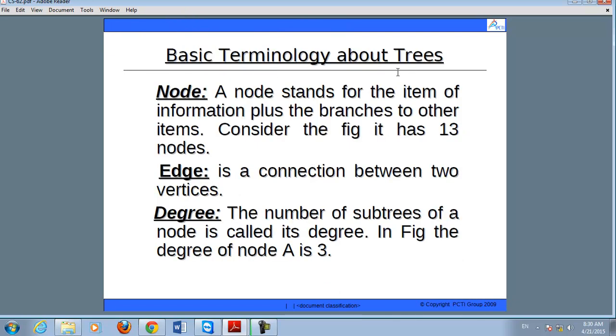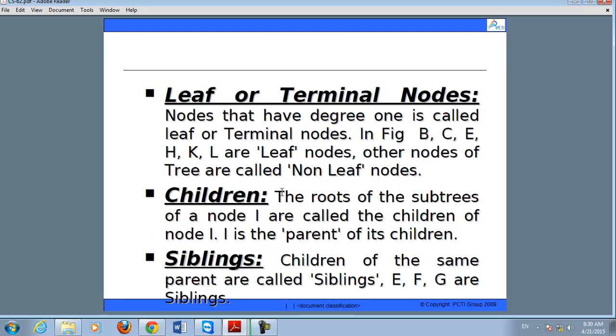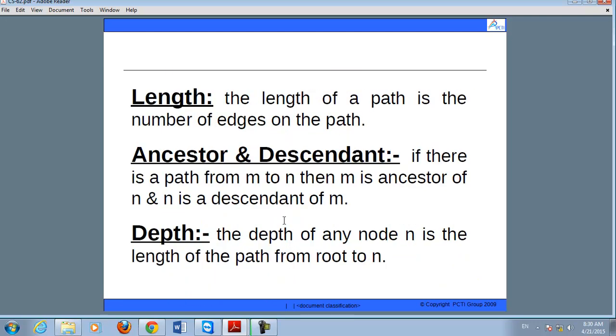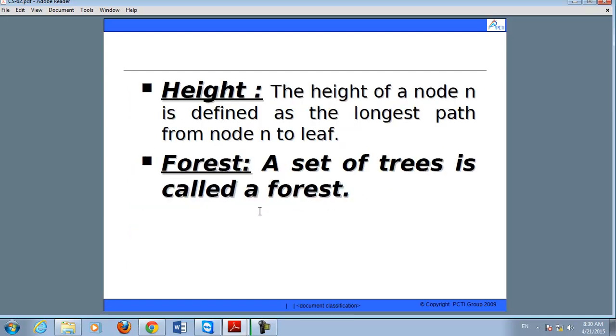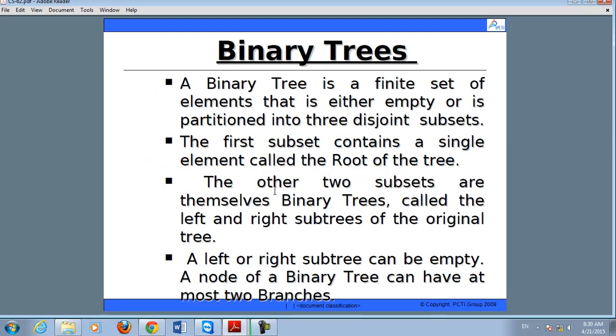Some of the basic terminologies about trees are node, edges, degree, leaf and terminal nodes, children, sibling, length, ancestor, descendant, depth, height and forest. इन सब के बारे में हम ऑलरेडी डिस्कस कर चुके हैं अपने सेशन में.